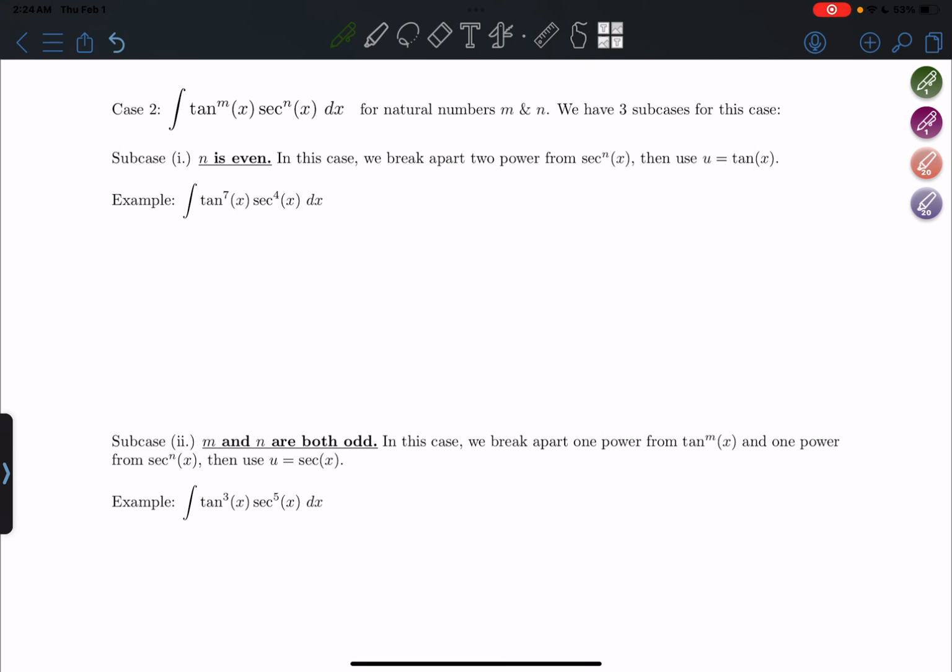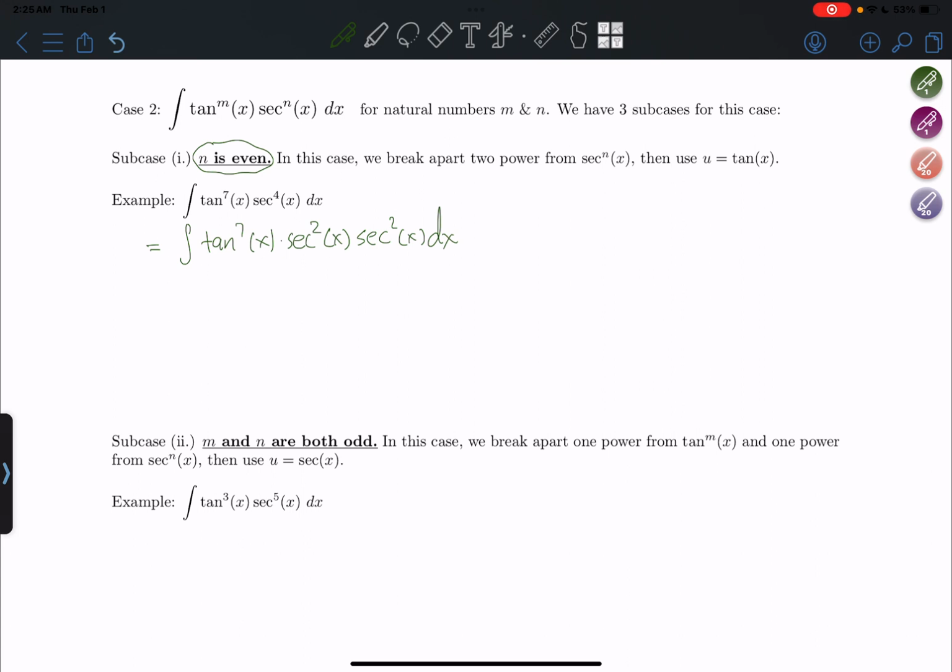So the easy case, the first case, is when the secant has even power. So when n is even. In this case, we're going to go ahead and break off 2 powers of secant and then use u equals tangent. So here for this problem, we're going to do tangent to the 7th x times, and we're going to break off 2 powers of secant. So I have secant squared and secant squared here. And don't forget that dx.